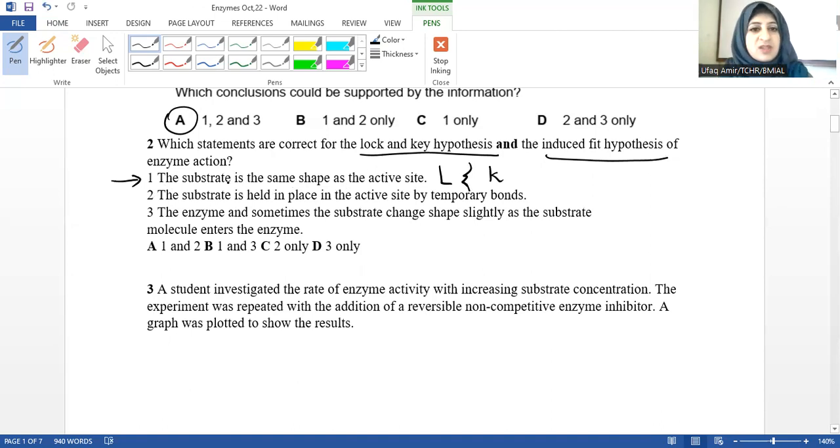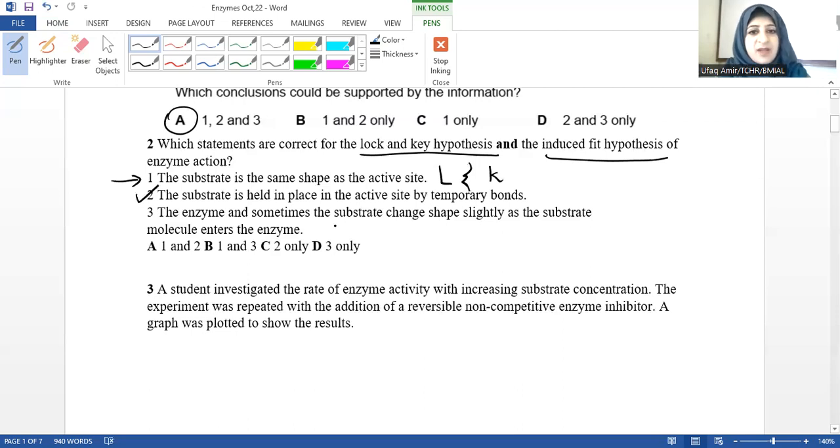If we talk about this one, the substrate is held in place in the active site by temporary bonds. That's correct for both. Yes, the substrate is held in the active site by temporary bonds, which are hydrogen bonds, and it fits and then it reacts. That is correct.